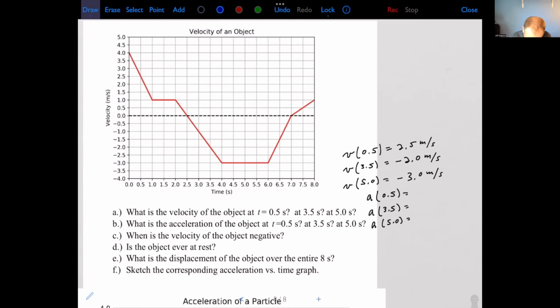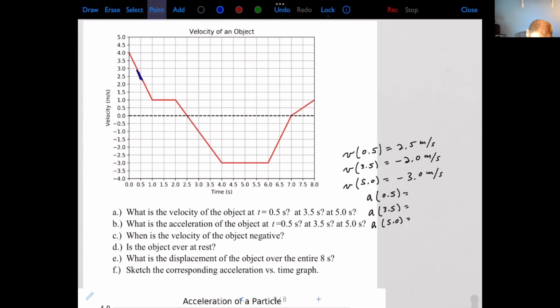So I need to find the slope at 0.5, which is the slope of this tangent line right here. But that's the same as the slope of that line, right? Because the acceleration happens to be constant from 0 to 1 seconds. So what is that value going to be?